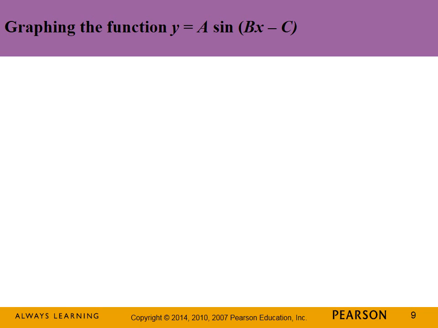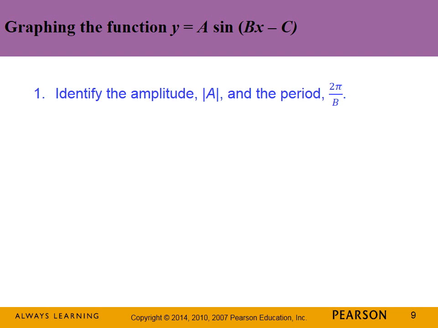So there are 5 basic steps to graphing a sine function. These steps can be very easily modified to graph a cosine function, and in the next section a tangent or cotangent function. So you're going to see these come up again and again. The first thing you want to do for a sine or cosine function is identify the amplitude, which is the absolute value of a, and the period 2 pi over b.